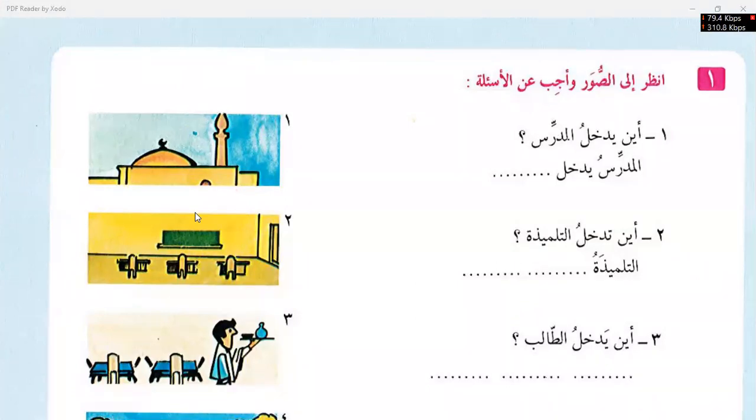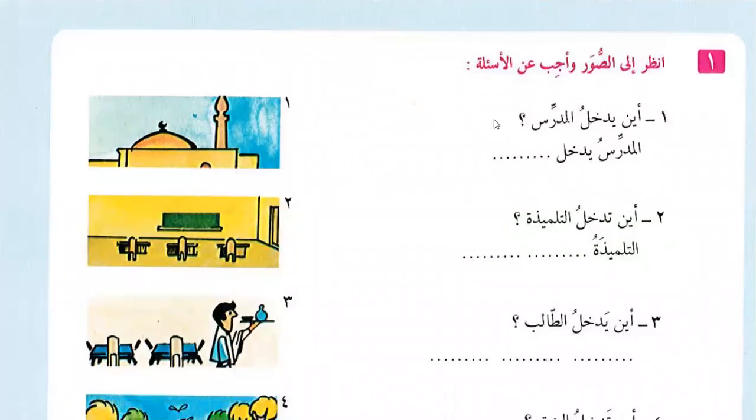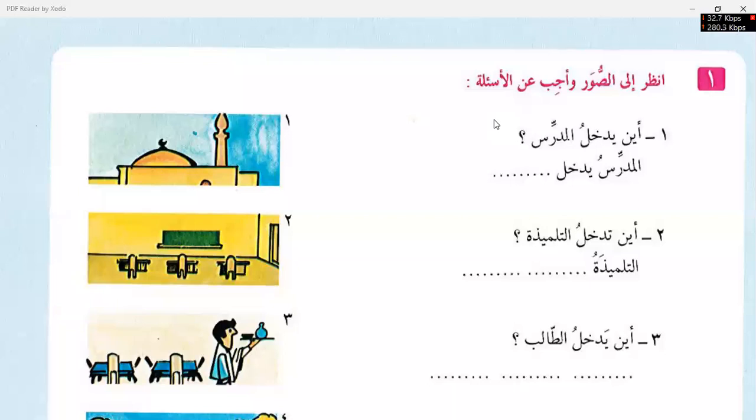Next student is Khadija Abdul Qadir. Assalamu alaikum. Wa alaikum assalam. Read the question and answer it. Also translate it. Aina yadkhul al-mudarris? Where is the teacher entering? Where is the teacher entering? Al-mudarris yadkhul al-masjid. Teacher enters the mosque.